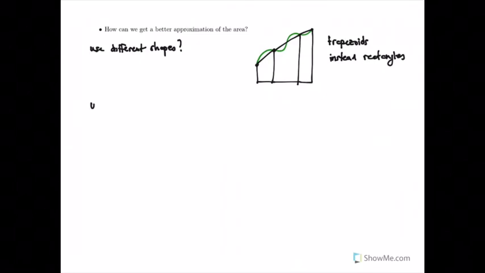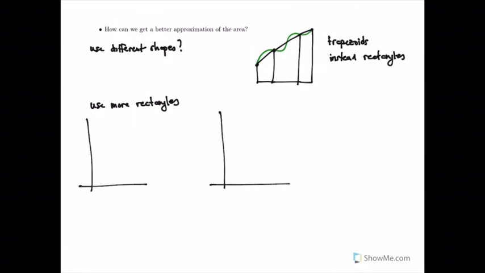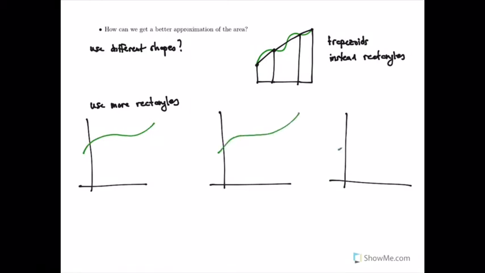The biggest thing we're going to think about is we could use more rectangles. So let's think about one example in a different way. We're going to think about the same function on the interval a to b, and what we can do if we have a different number of rectangles.